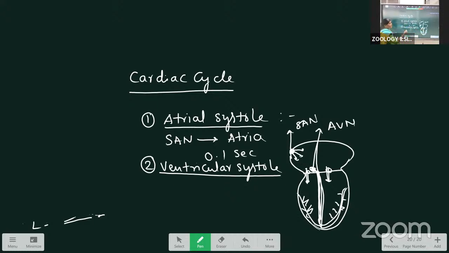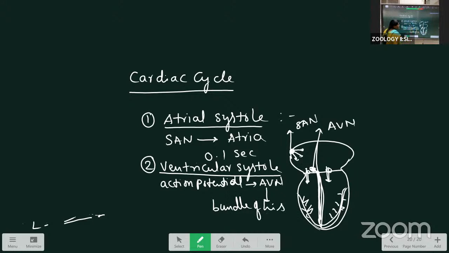Here, what is the first step? Ventricular systole. The action potential reaches the AVN. Through the AVN, the impulse is given to the bundle of His first. The electrical impulse reaches the bundle of His, and from the bundle of His, it spreads into the Purkinje fibers.